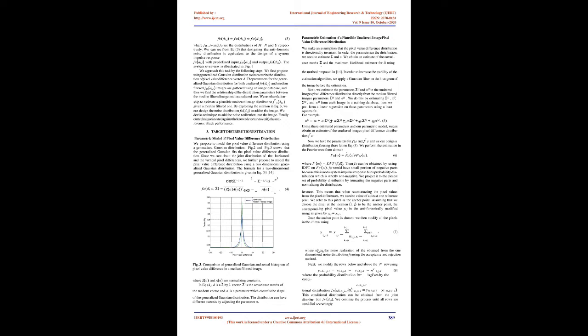The system overview is illustrated in Fig. 1. We approach this task by the following steps. We first propose using the generalized Gaussian distribution to characterize the distribution of the pixel value difference vector d. We estimate the parameters for the generalized Gaussian distribution for both the unaltered f_u(d_ij) and the median filtered f_m(d_ij).